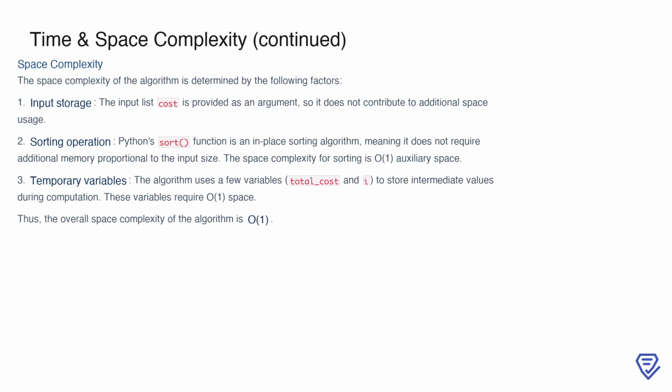Additionally, the algorithm uses a few temporary variables, such as total_cost and i, to store intermediate values during computation. These variables occupy constant space, contributing O(1). Since there are no other significant factors affecting space usage, the overall space complexity of the algorithm is O(1), making it highly efficient in terms of memory.